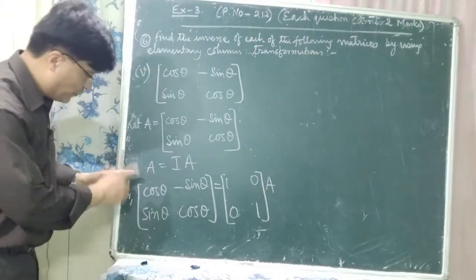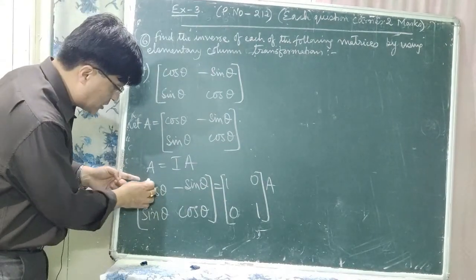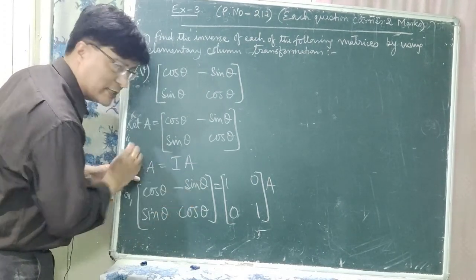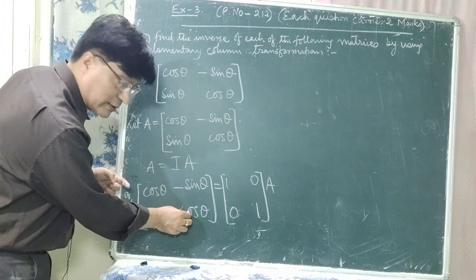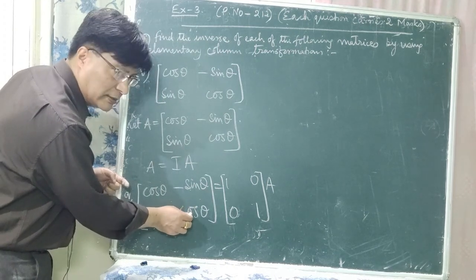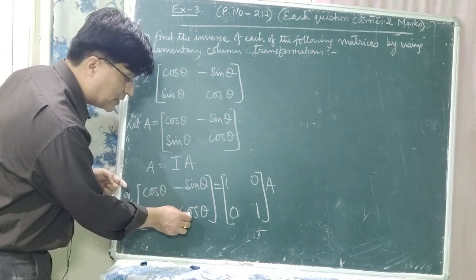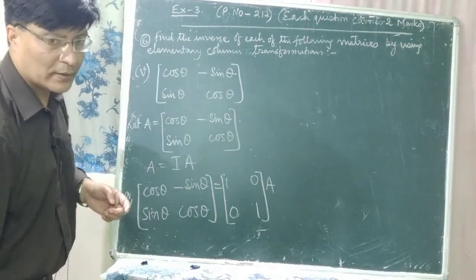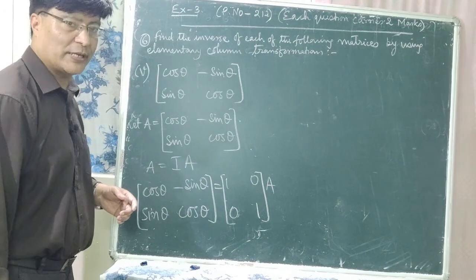Okay, so first of all, in this case, this cos theta should be changed into 1. Then you have to make this minus sin theta 0. Then comes here, then this element should be changed into 1. Again, this element should be changed into 0. Then you can get the inverse, A inverse.